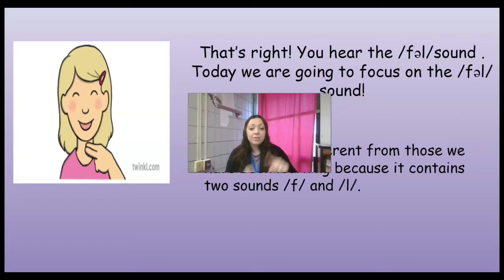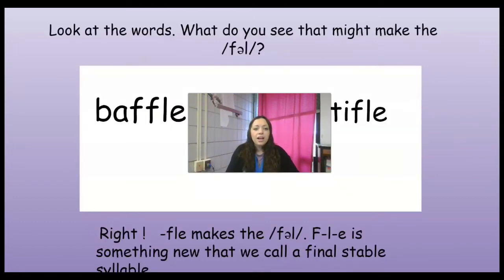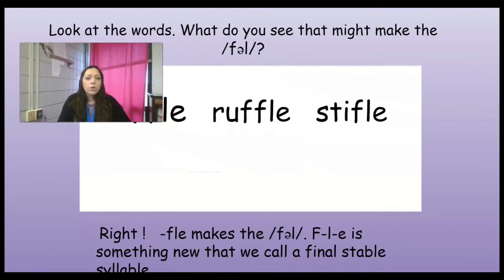This sound is different because, remember, in what we've been learning, it has two sounds. It has the f and the l, and it blends together and says full. All right, so look at these words. What do you see that might make the full sound? What do they all have the same? That's right, they have that F-L-E. Look, F-L-E, F-L-E at the end of each word.